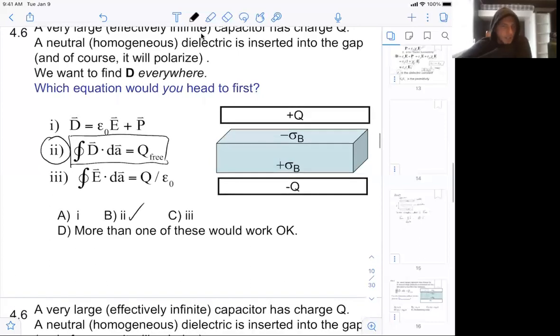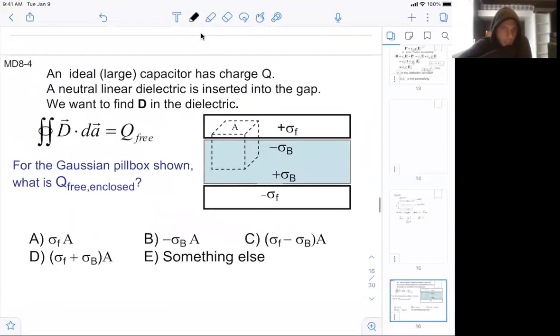So this next question is asking, okay, you said you want to find D, let's do it. And let's draw the Gaussian surface for you. In this Gaussian pillbox that's shown here, the dashed box, we want to know what D is, and then we have to figure out what the free charge enclosed is. What do you think the free charge enclosed by this particular Gaussian surface is?